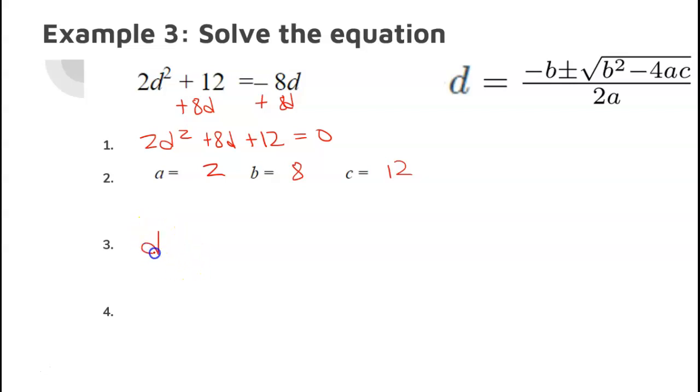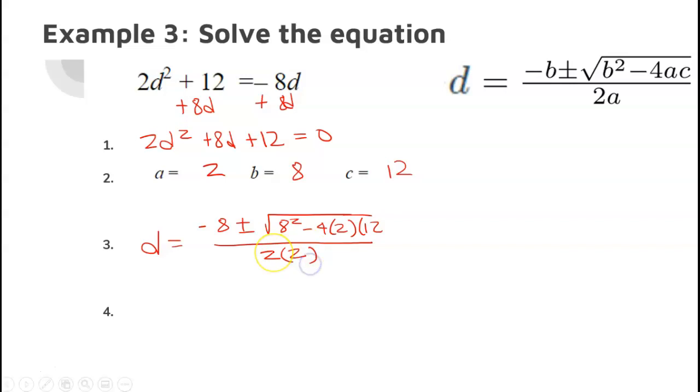Next, I'm going to plug those values into my quadratic formula. I'm going to replace my x with d because that's what we're asked to find, and d is going to be equal to negative 8 plus or minus the square root of 8 squared minus 4 times 2 times 12. That is all going to be over 2 times 2. And now we're going to simplify. D is going to be equal to negative 8 plus or minus the square root of 8 times 8, which is 64, minus 4 times 2 is 8, times 12 is 96, over 4.